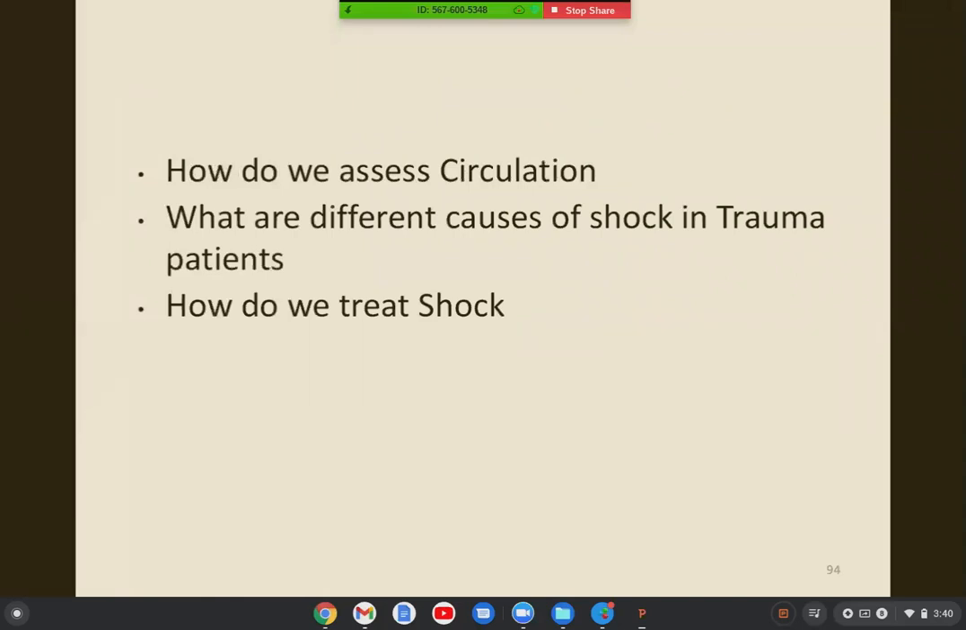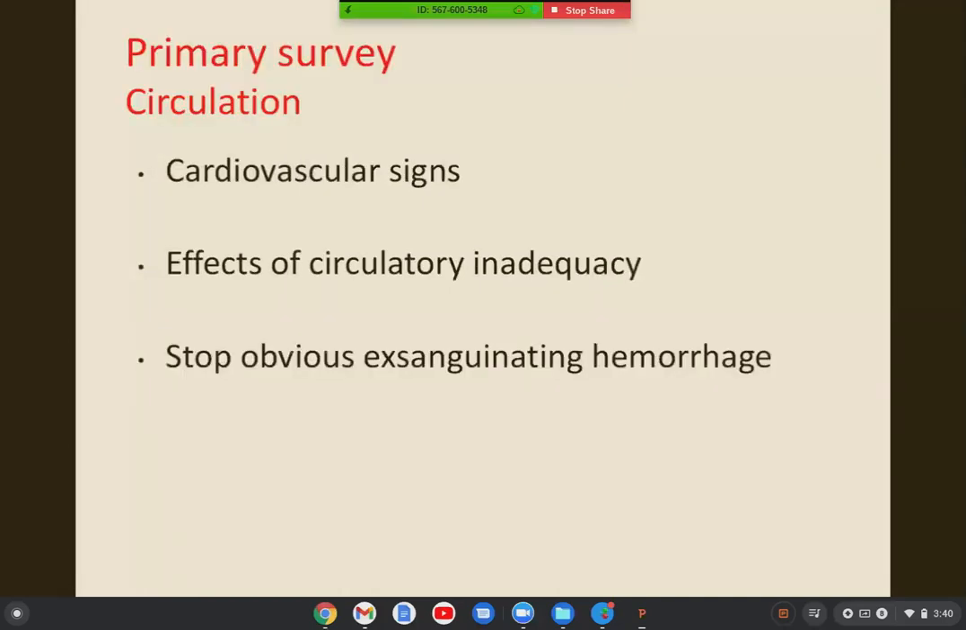How do we assess circulation and how do we differentiate the various causes of shock in a trauma patient and how do we treat it? Now, assessment is dependent on physiological parameters. So there are cardiovascular signs which have an effect and tell us about circulatory inadequacy. Before we proceed on managing these, if we have exsanguinating hemorrhage, we need to control it immediately.